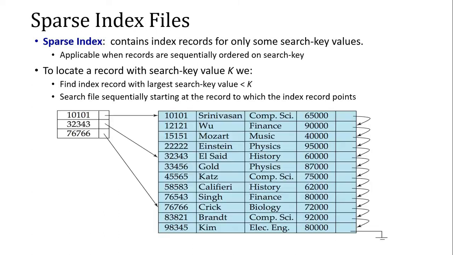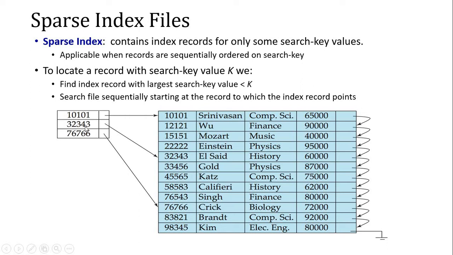Suppose we have some data like this, the same file, the blue color table. It is the instructor table, having some ID, their name, their department and their salary. Whereas in the sparse index you will get only 3 values in the index file, not all the lines, not all the values, because that is one of the policies here. It starts with some value, that is 10101, in the first line, and after that a random value is picked, 32343.